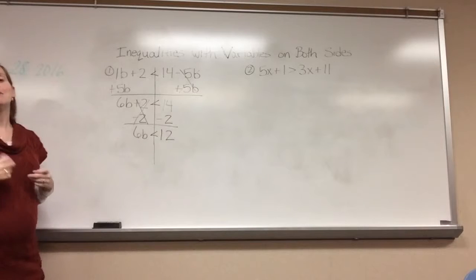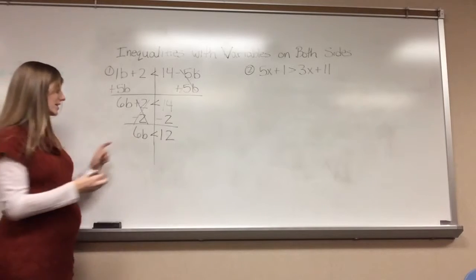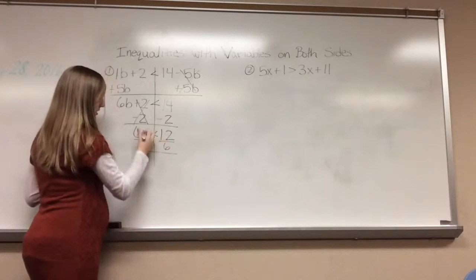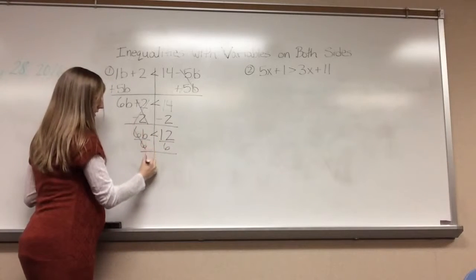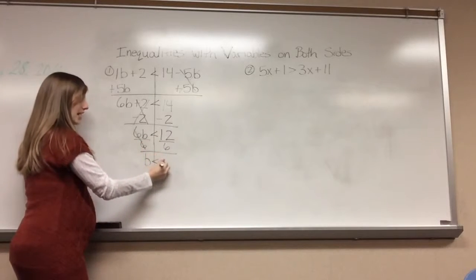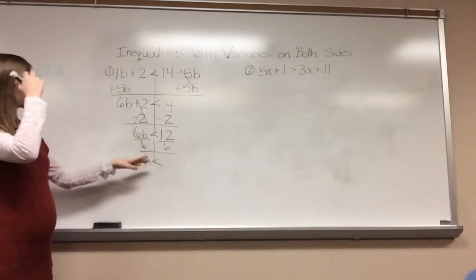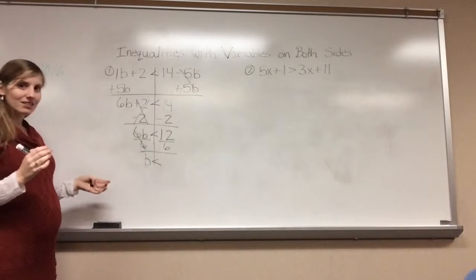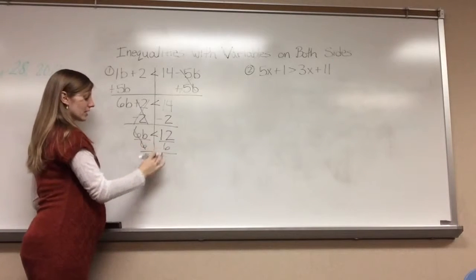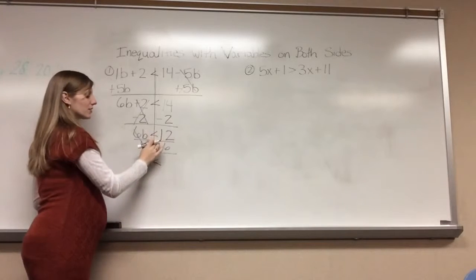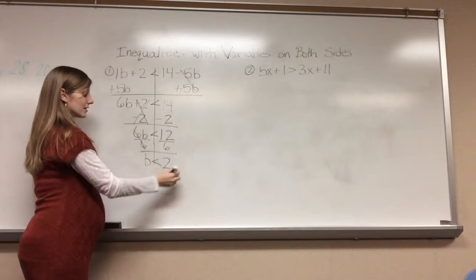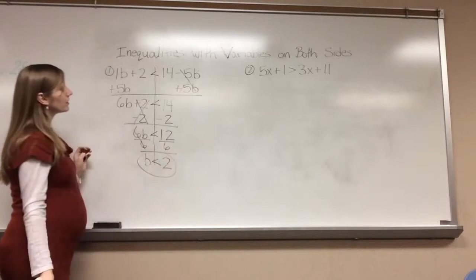And then our last step is division. Divide by the 6. So I'm going to divide both sides by 6. The 6's cancel, so I'll bring down my b. My less than symbol will stay the same. Okay? It's going to be b is less than, because I did not divide by a negative. I divided by a positive 6. So keep it the same. 12 divided by 6 is 2. So my answer is b is less than 2.